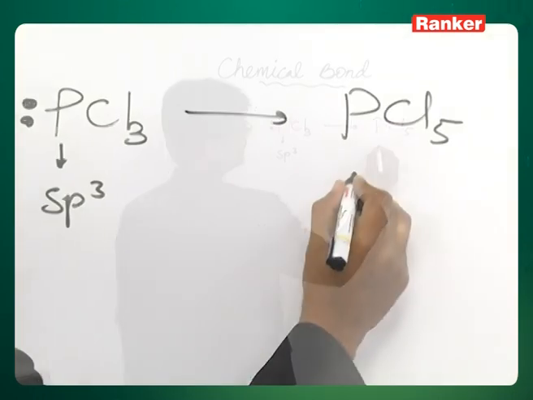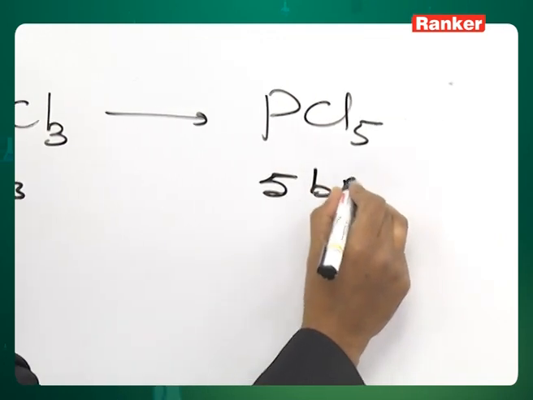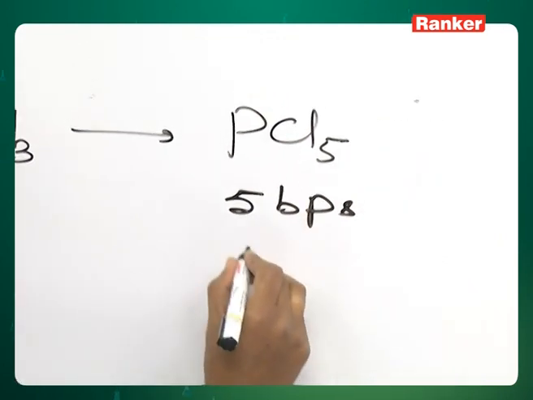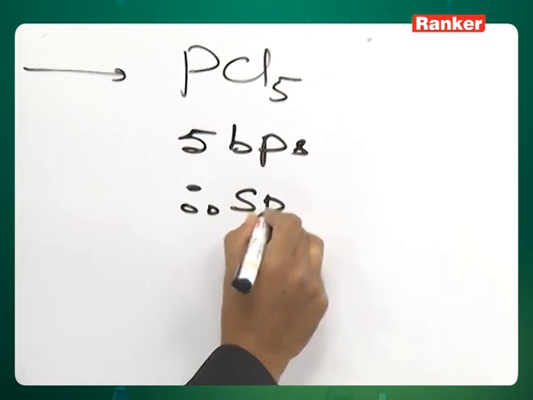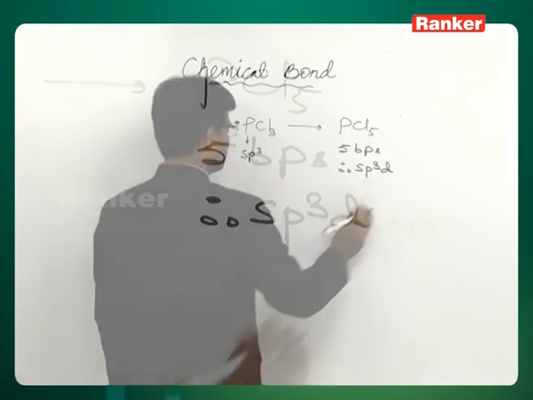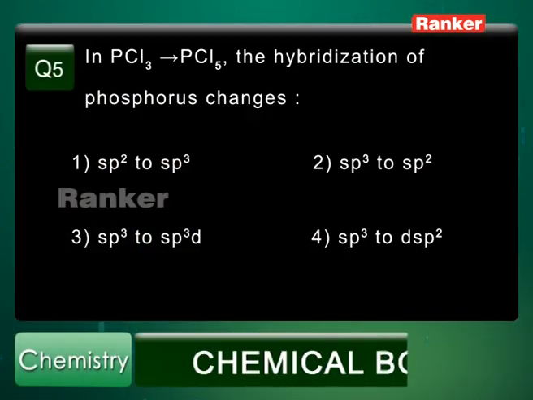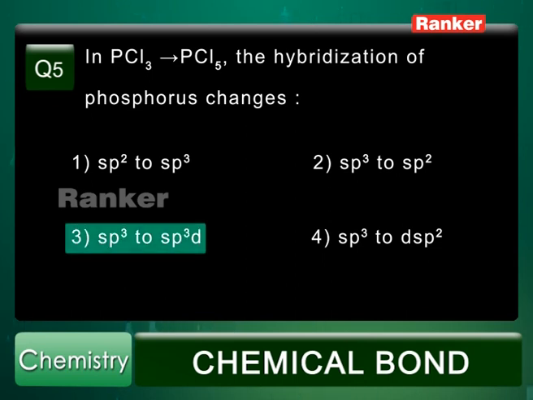This has 5 bond pairs. Therefore, it requires 5 hybrid orbitals and the hybridization is sp3d. So the correct answer is third option, sp3 in PCl3 to sp3d in PCl5.